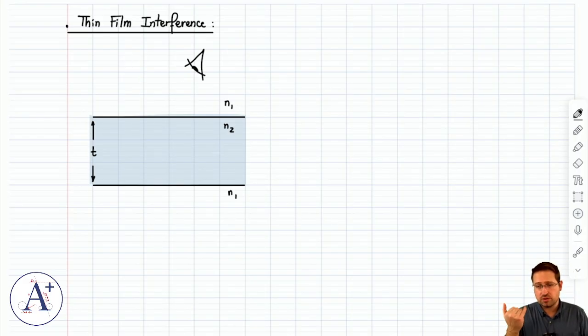Doesn't have to be the case. You can observe it from the other side. It makes things a little bit more complicated. You should have a look at old exams for that. But the principle is the same.